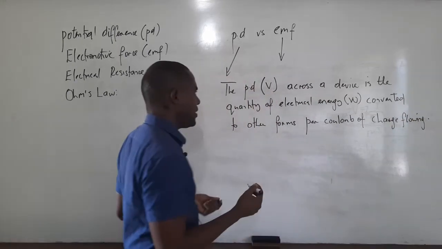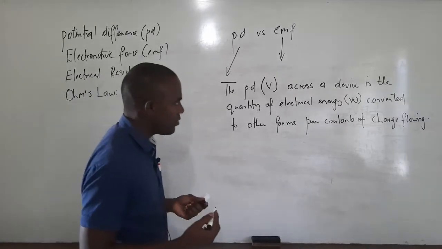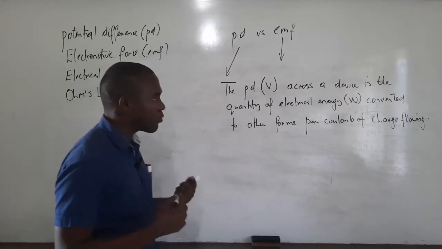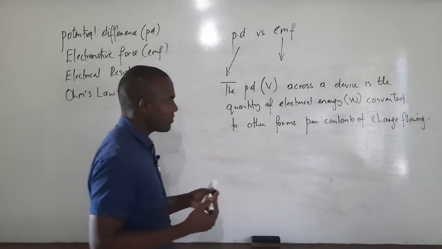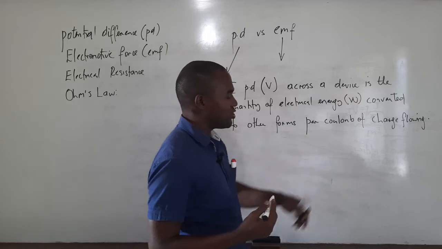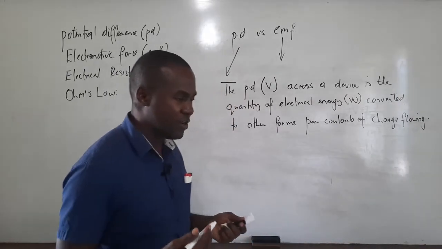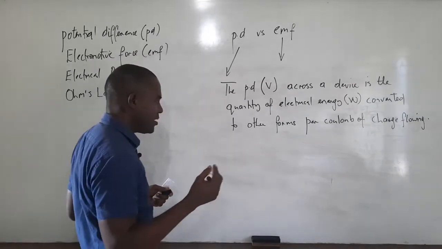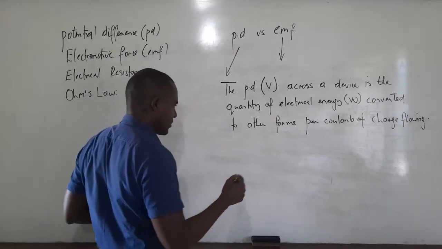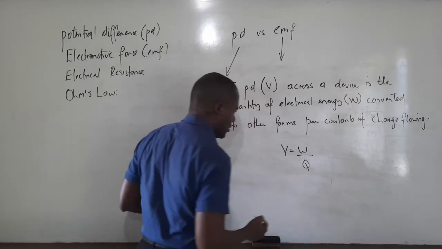Right? So the PD across a device is the quantity of electrical energy, W, converted to other forms per coulomb of charge flowing. What exactly does this mean? It means that if W is the amount of electrical energy converted to other forms of energy when a quantity Q of charge is flowing, then the PD across that device is given by V equals W over Q.